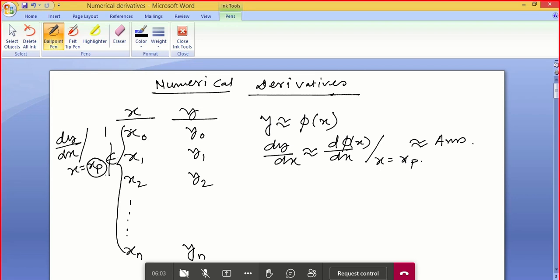And if xp belongs in the ending neighborhood and x values are equally spaced arguments, you will use the Newton backward interpolation technique to interpolate a polynomial with the help of these data sets. That polynomial looks like phi x, and you have to take the derivative of that polynomial. The same algorithm will be followed.